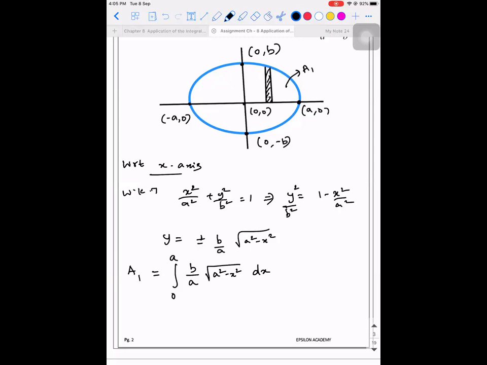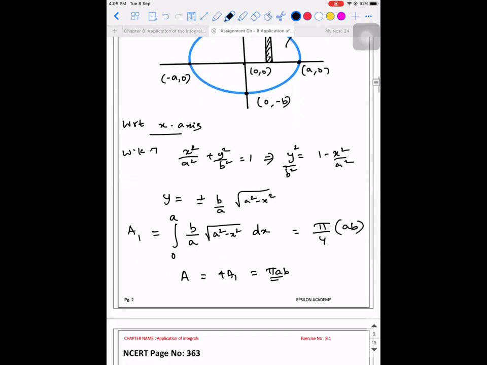What is the expected answer? For root of a square minus x square, we got pi a square by 4. We know that logic, so what is the expected answer? It will be pi by 4 into ab. So the area A is equal to 4 times a1, that will be pi ab. So this is the case.